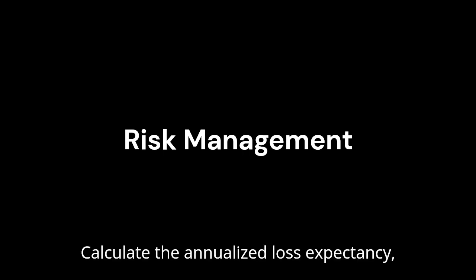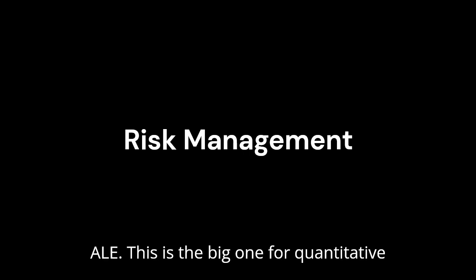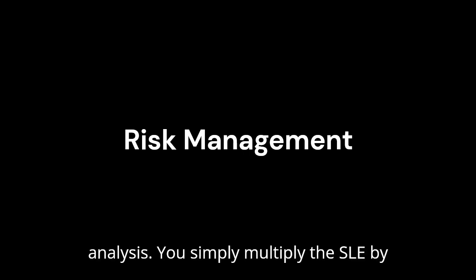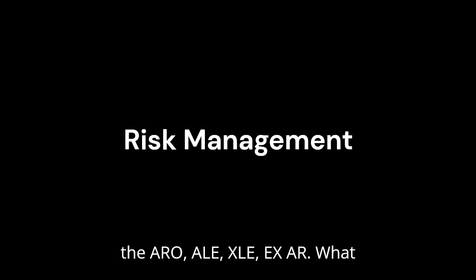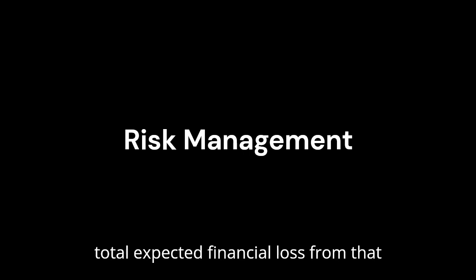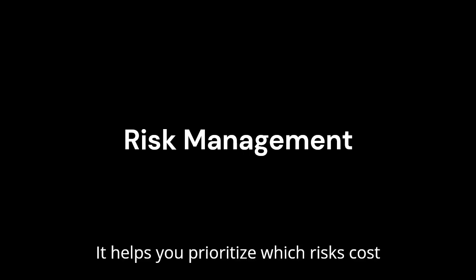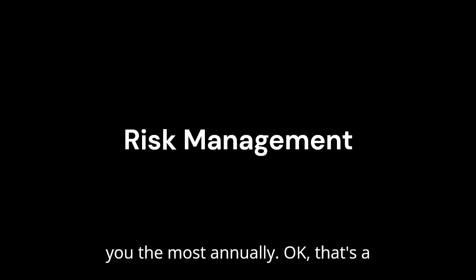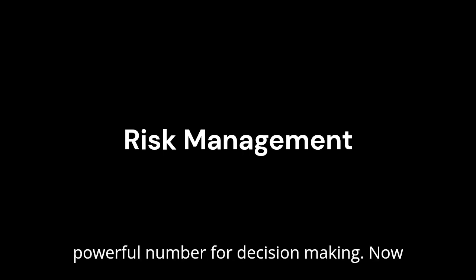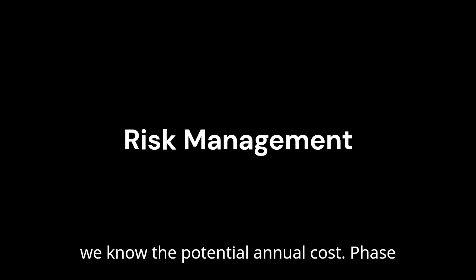Phase 4. Calculate the annualized loss expectancy, ALE. This is the big one for quantitative analysis. You simply multiply the SLE by the ARO. ALE equals SLE times ARO. What does the ALE tell us? It tells you the total expected financial loss from that specific threat against that specific asset over an entire year on average. It helps you prioritize which risks cost you the most annually. Okay, that's a powerful number for decision making. Now we know the potential annual cost.